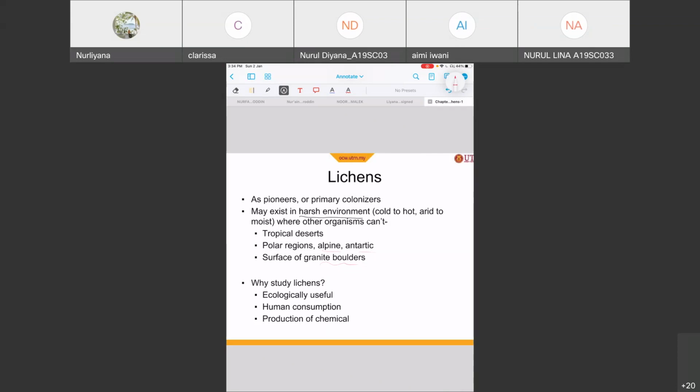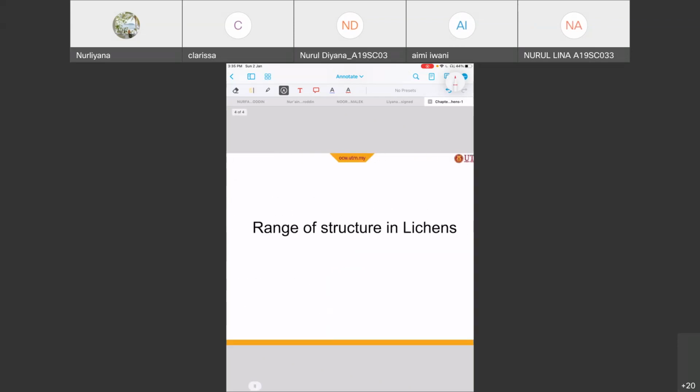It is because they are mainly useful ecologically, and they can be consumed as food, and they can also help in the production of some chemicals that might be useful for the uses of humans and also for animals. Okay, so before we go through how lichens could benefit humans and animals, we mainly want to know how it looks like.